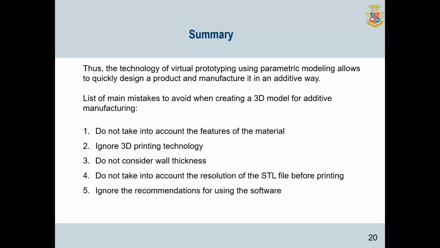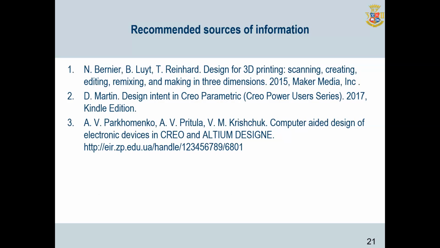On this slide, you can see the list of mistakes to avoid when creating a 3D model for additive manufacturing. Do not take into account the features of the material, ignore 3D printing technology, do not consider wall thickness, do not take into account the resolution of the STL file before printing, and ignore the recommendations for using the software. On the slide, you can see recommended sources of information.